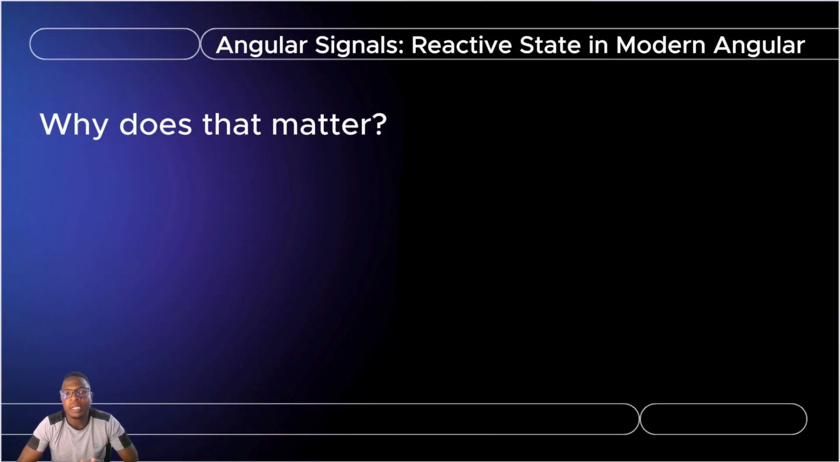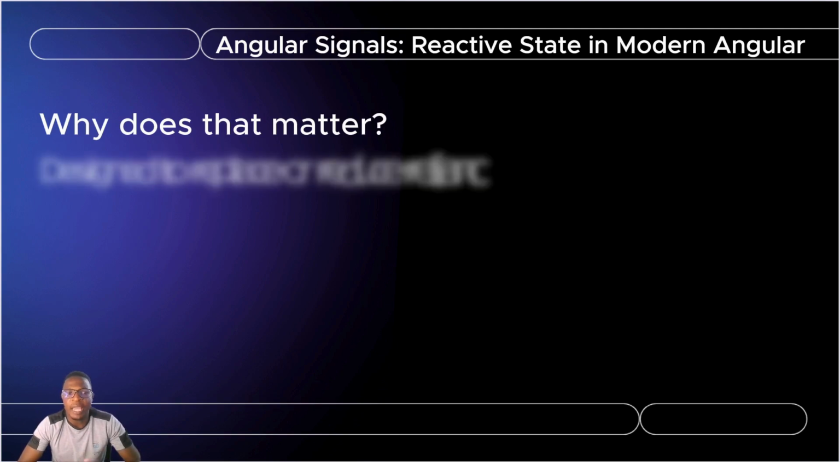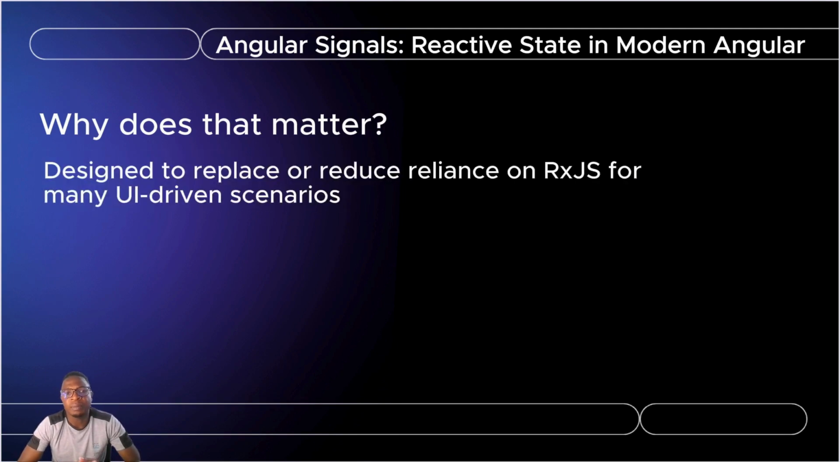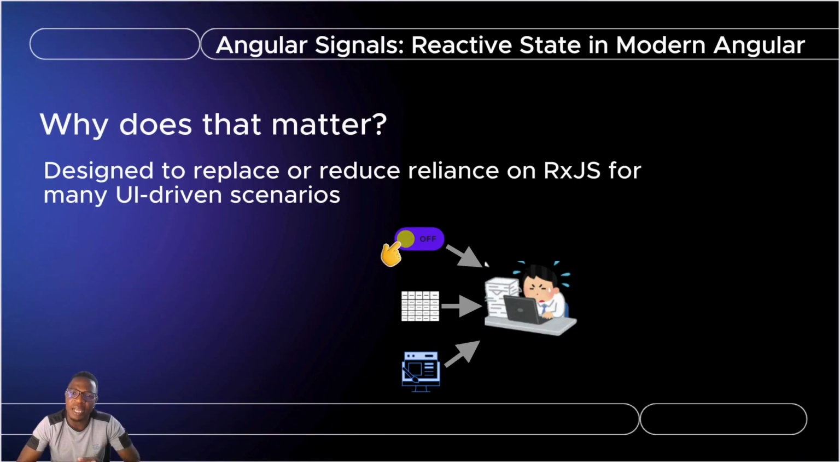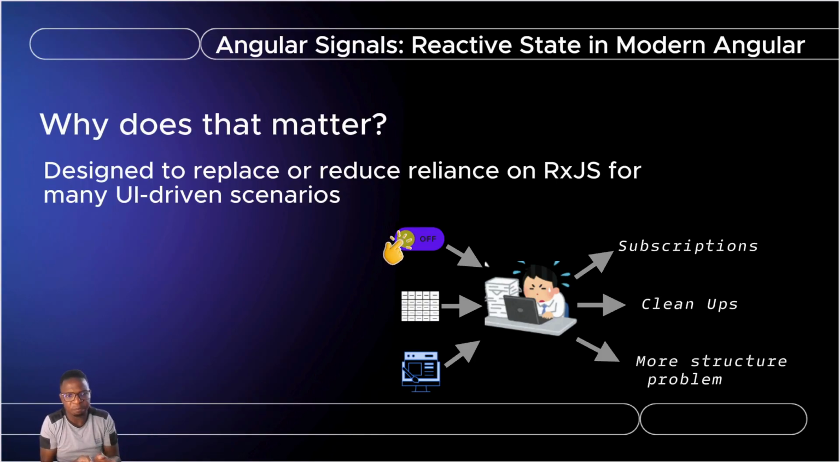Because historically, if you want to manage state in Angular, even a simple UI state, you always end up reaching for RxJS. And RxJS is very powerful. But let's be honest. For something like toggling a button, tracking a selected row, or updating a small piece of your UI state, it feels like overkill. You end up dealing with subscriptions, cleanups, and more structure than the problem actually needs.